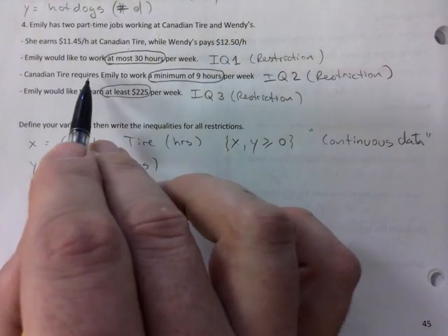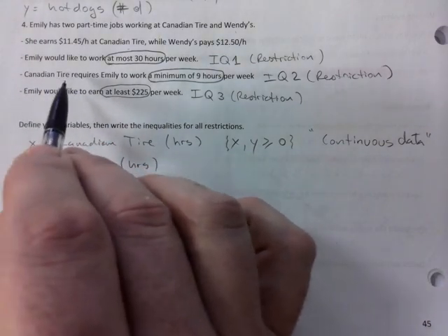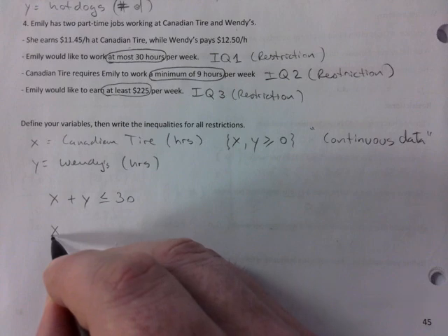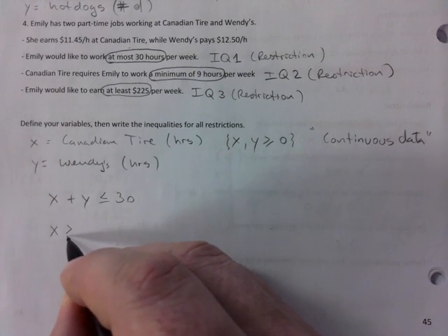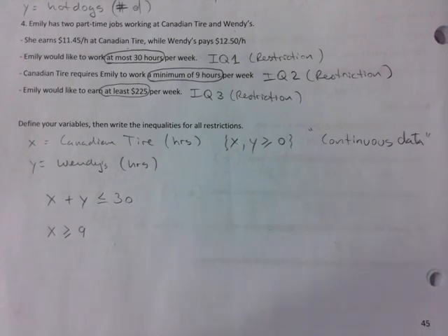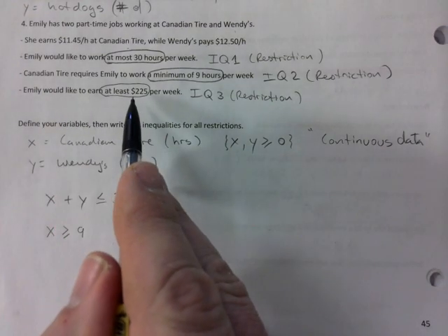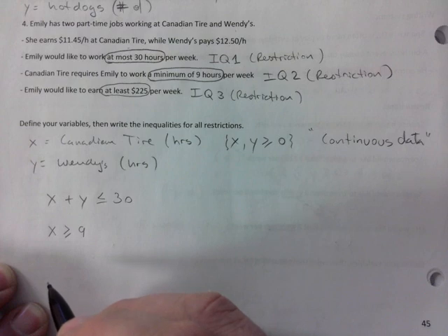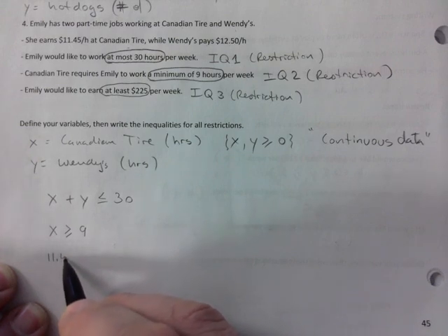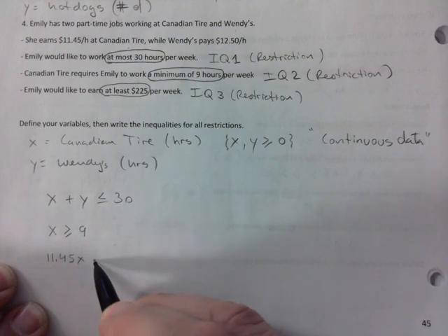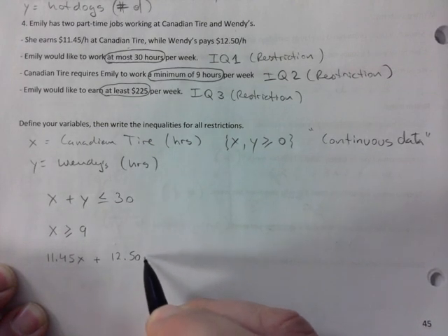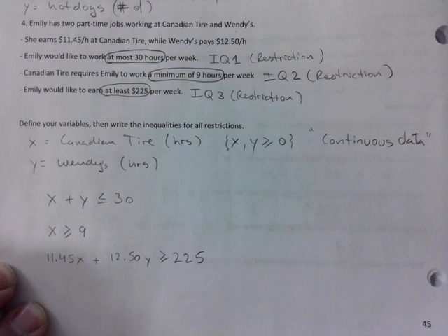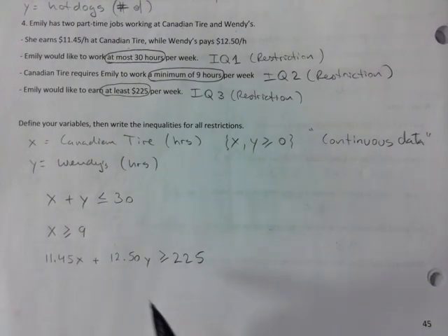Then it says Canadian Tire, specifically Canadian Tire, requires Emily to work a minimum of 9 hours. So we go just with Canadian Tire, and that has to be a minimum of. So whatever X is has to be greater than or equal to 9. And now it's earning time. Okay, we'd like to earn at least $225 per week. So that's where you use the coefficients. 11.45 working at Canadian Tire plus 12.50 at Wendy's. That has to be at least $225 in this case. And there you have it.